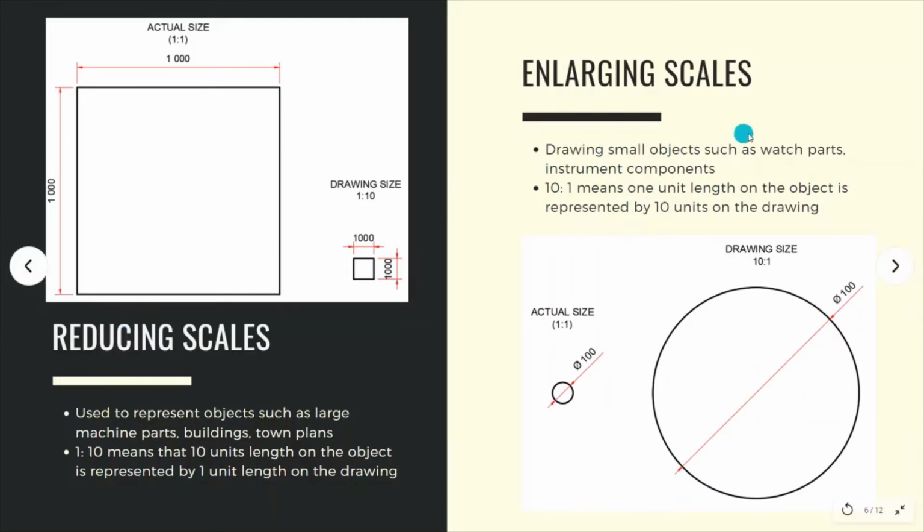Whereas ang enlarging nga scale, this is of course drawing small objects such as watch parts, mga instrument components nga mapadako. So when we say 10:1, so ang actual size ato, kitang usahay ni siya ka bolt, gamay kayo. When we have it in a drawing size nga 10:1, same dimensions lang gyapon pero much bigger. So 10:1 means that 1 unit length on the object is represented by 10 units on the drawing. Okay?